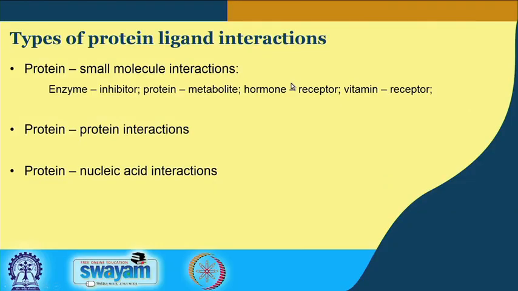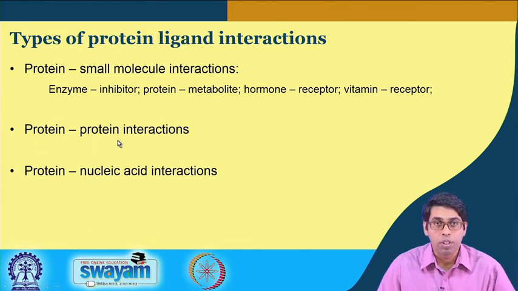Protein ligand interactions can be broadly classified into 3 parts. One is where proteins bind to small molecules, the other one is where one protein is interacting with another protein. These are macromolecular interactions, and another macromolecular interaction is where proteins interact with nucleic acids, such as DNA or RNA.